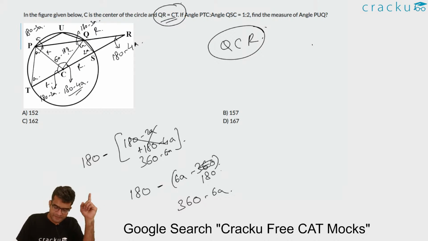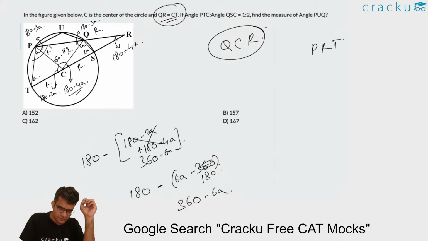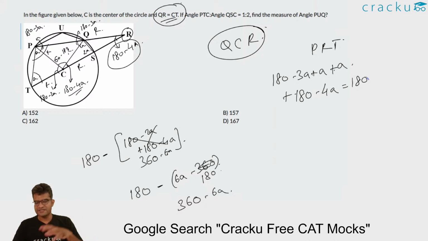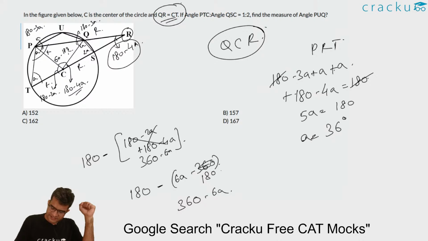Now if you are looking at triangle PRT, what are the three angles of this triangle? One angle is RPT, this one. This is 180 minus 3a plus a. The second one is angle PTR, which is a. And the next one is angle R, which is 180 minus 4a. This is equal to 180 degrees because the sum of the angles of a triangle is equal to 180 degrees. We can cancel 180 over here. If you simplify, you are going to get that 5a is equal to 180, or the value of a is equal to 36 degrees.